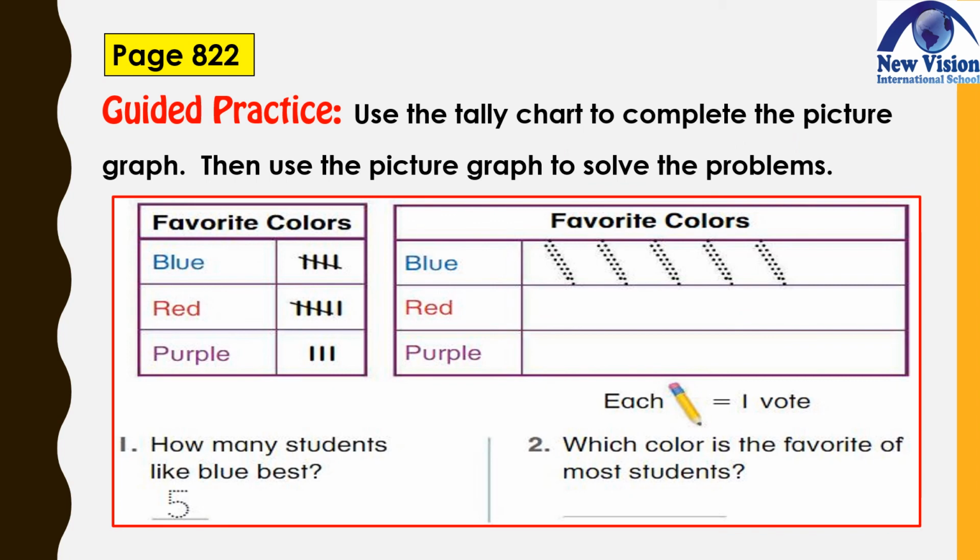For your guided practice, please open your book on page 822. Use the tally chart to complete the picture graph. Then use the picture graph to solve the problems. The picture graph is about favorite colors. So we have blue, red, and purple. Let us complete the picture graph based on the tally chart. So for red, we have 6. So we will have here 6. Purple, we have 3.